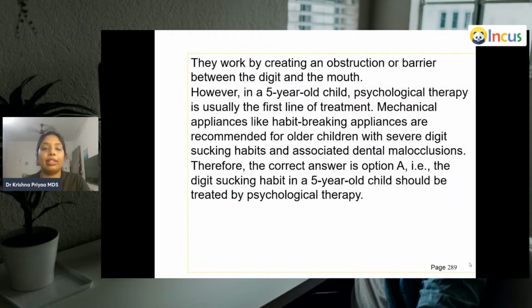So, just as a barrier between the hand and the mouth. In a 5-year-old, I think psychological therapy is usually the first line of treatment and it's usually associated with an elder child, so that they'll show the elder child is not doing the habit anymore. So, they should also stop their habit. Like, the tell-show-do technique can also be useful in this case.